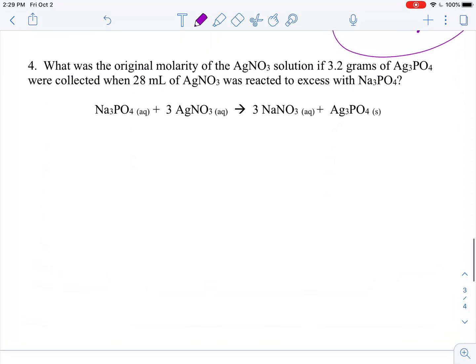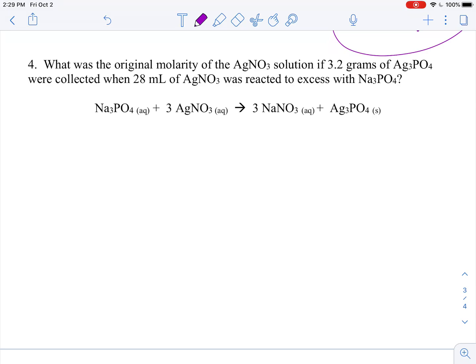Number 4 says, what was the molarity if 3.2 grams of silver phosphate were collected from the precipitate after 28 milliliters of silver nitrate was reacted with excess of the sodium phosphate there. So what do I have? I've got 3.2 grams. And again, I want to know what the molarity is over here for this guy. I want to know what the molarity is, which means I'm going to need to know what the moles are, and I'm going to need to know what the liters are.